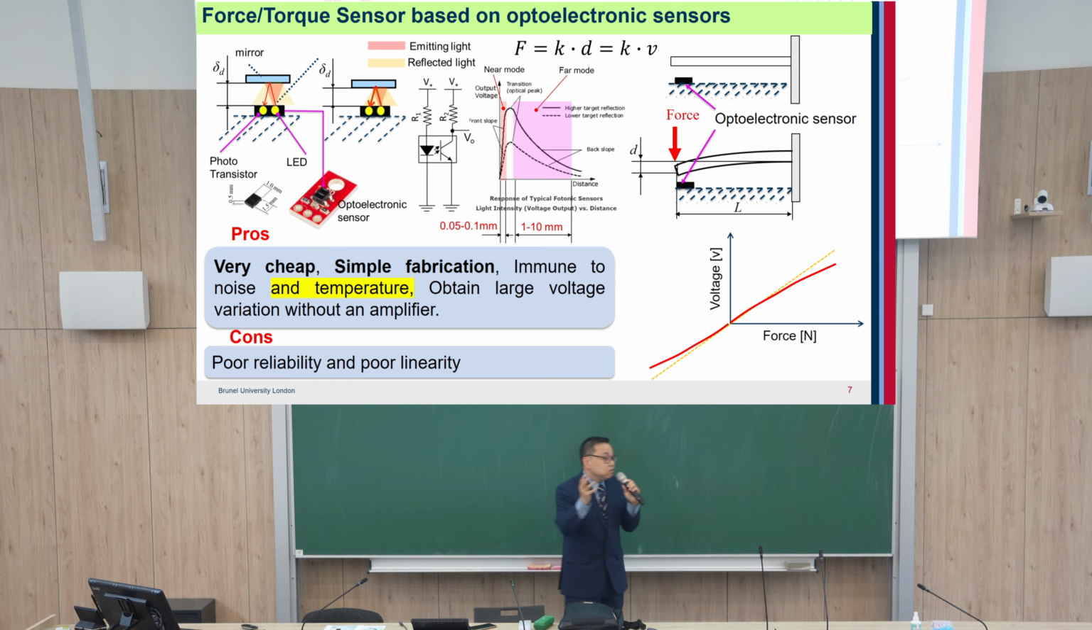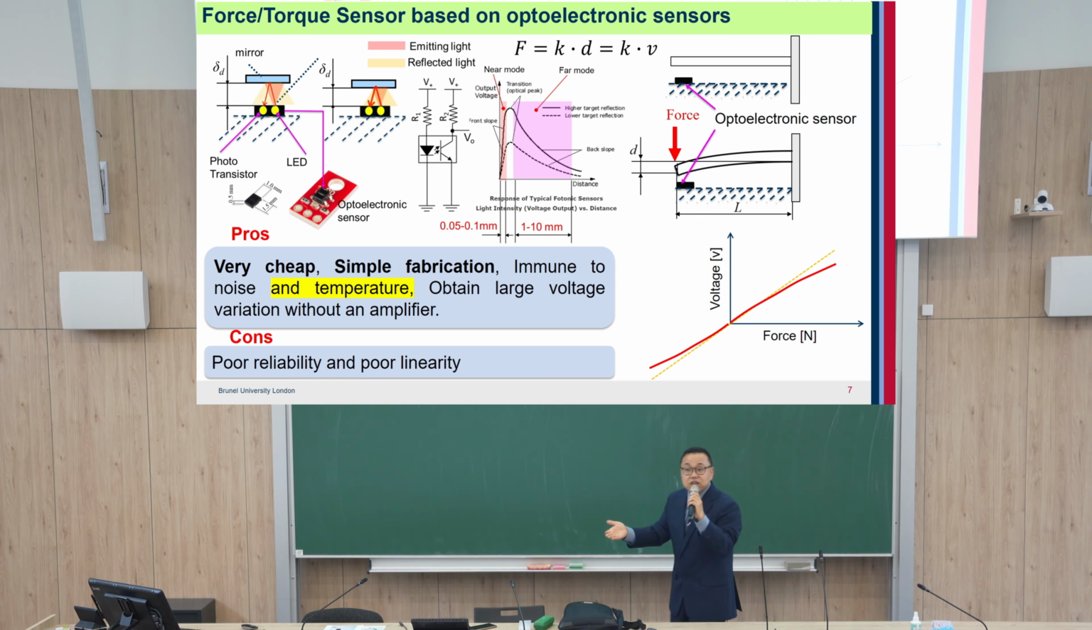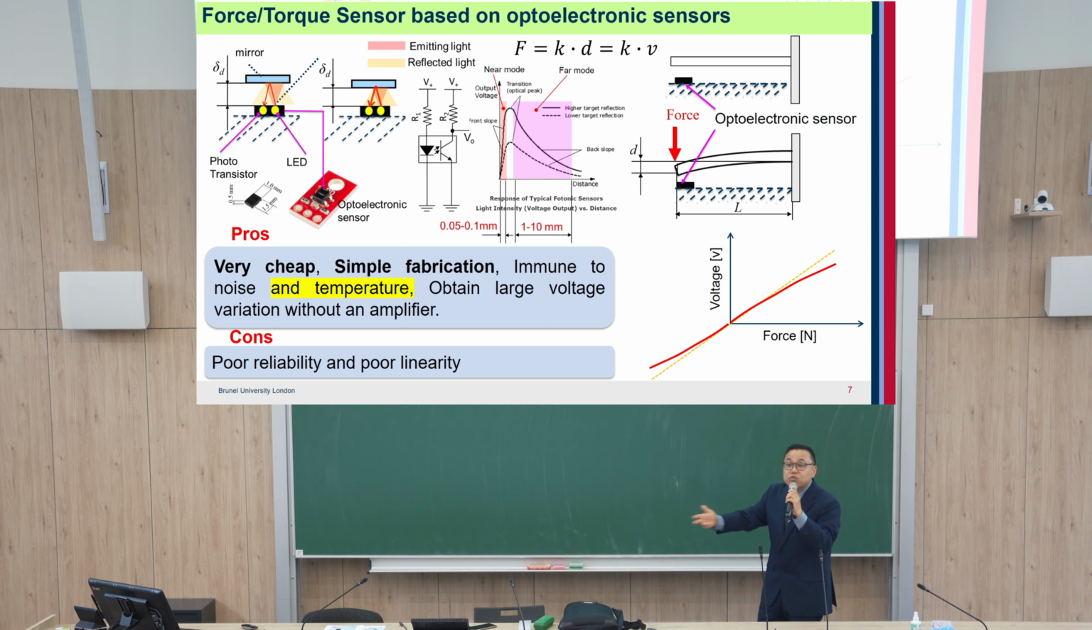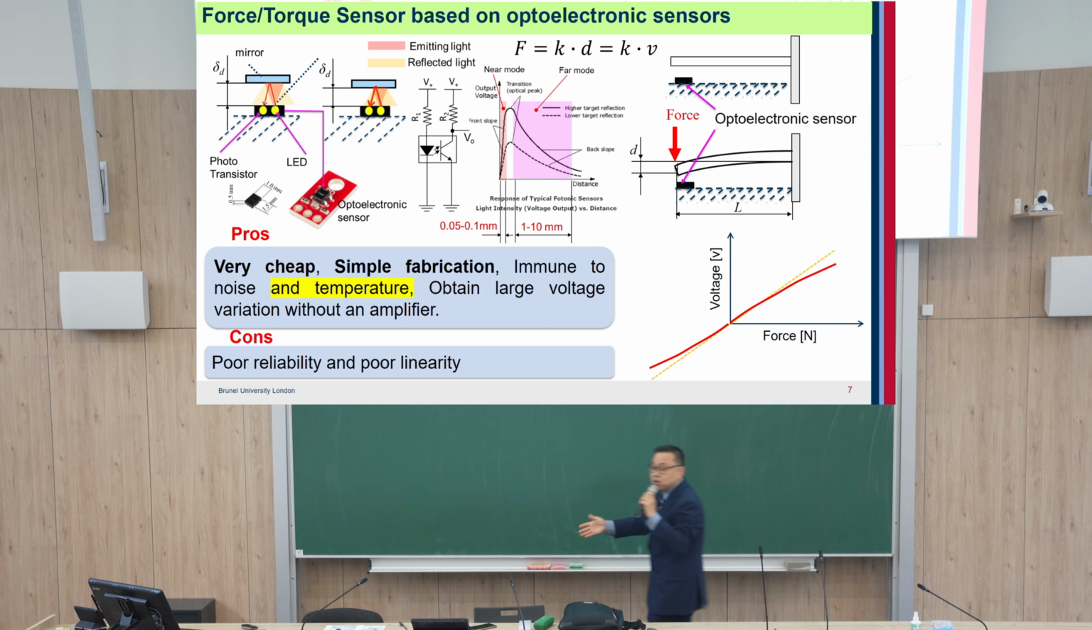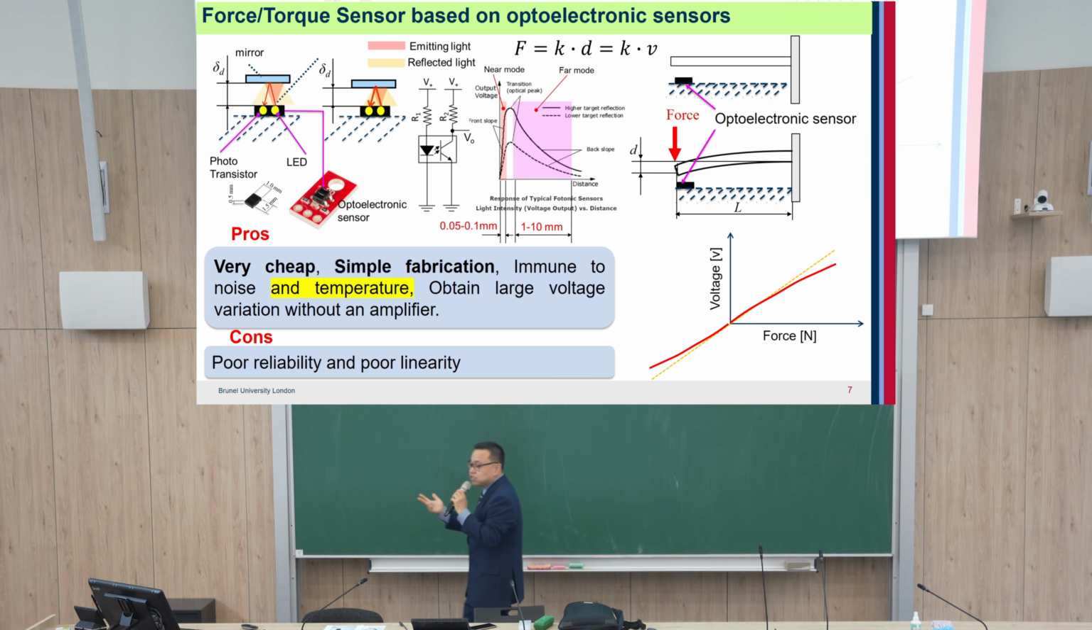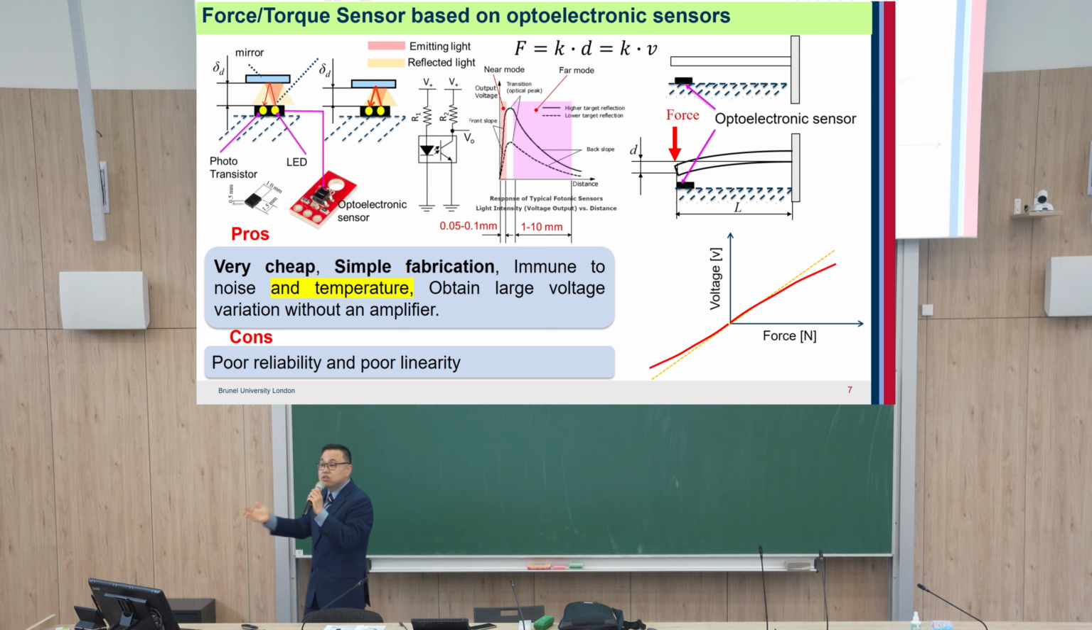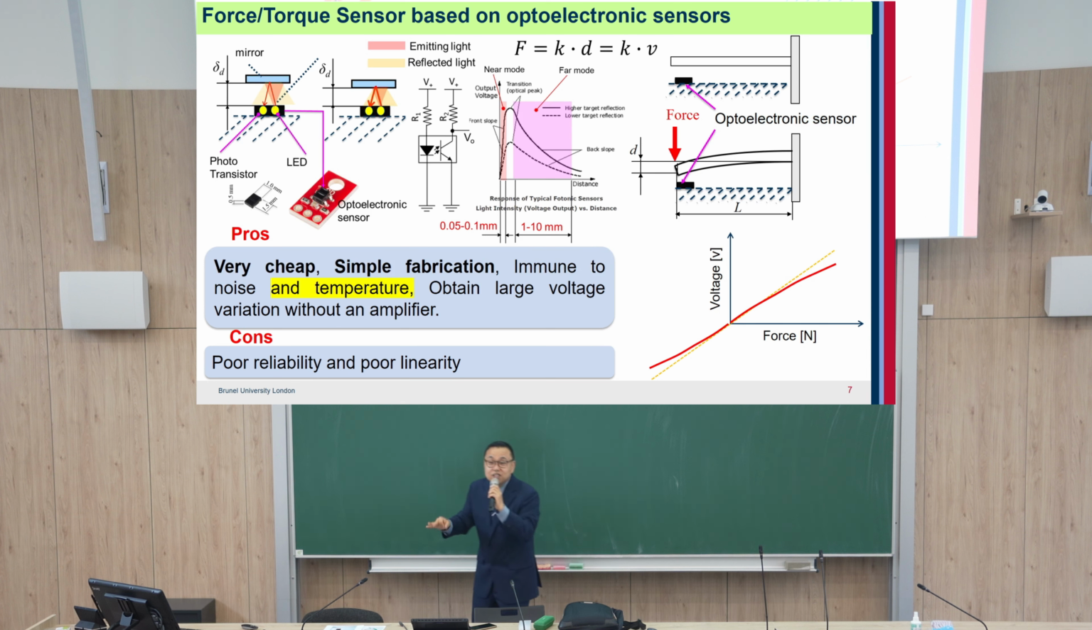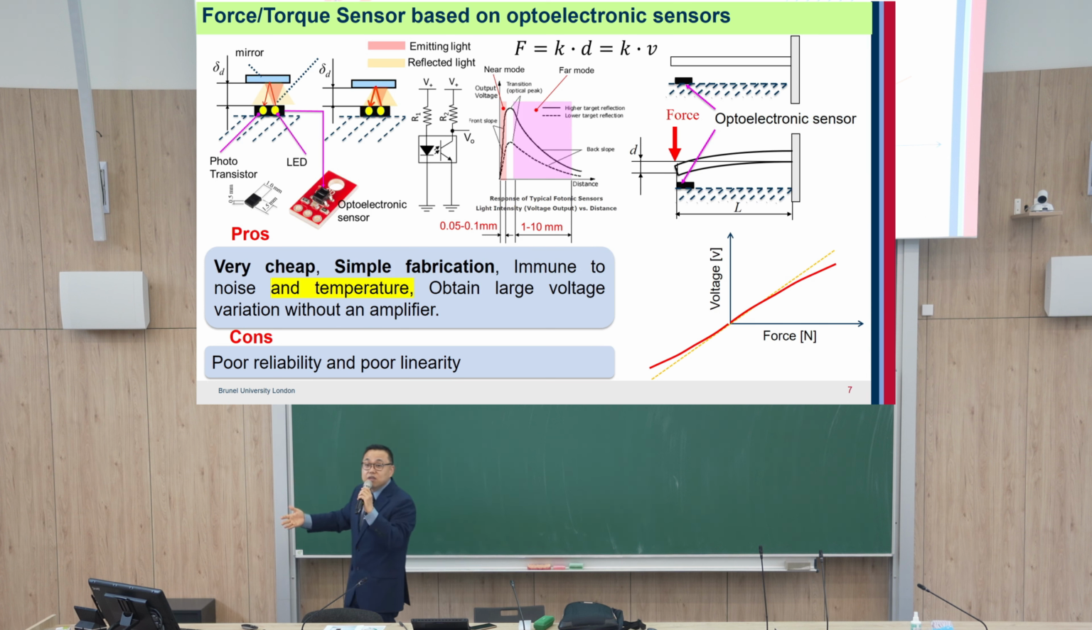But I mentioned the strain gauge one. Some scientists really tested strain gauges for over 20, over 30, over 40 years. For that reason, strain gauge-based force sensors have very good reliability. However, currently for this optoelectronic sensor-based force and torque sensor, nobody has really tested the reliability for more than maybe 5 or 6 years. Not yet.